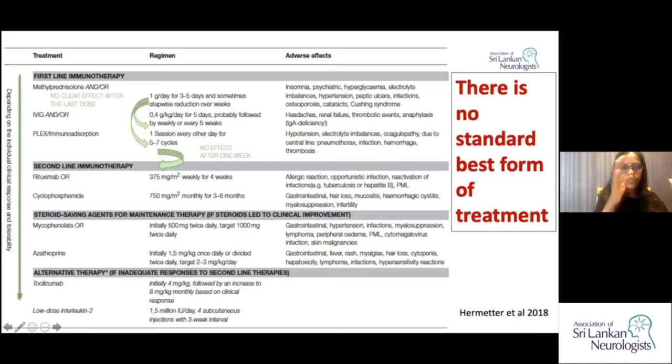So you have the immediate immune therapy, and then of course you have to maintain the immune therapy, because you know that something has triggered it on, so there'll be more antibodies produced. So maintenance would include mycophenolate mofetil or azathioprine. And in some of the more recent papers, they even advocate third lines if you fail a second line, things like tocilizumab and also use of low dose interleukins.